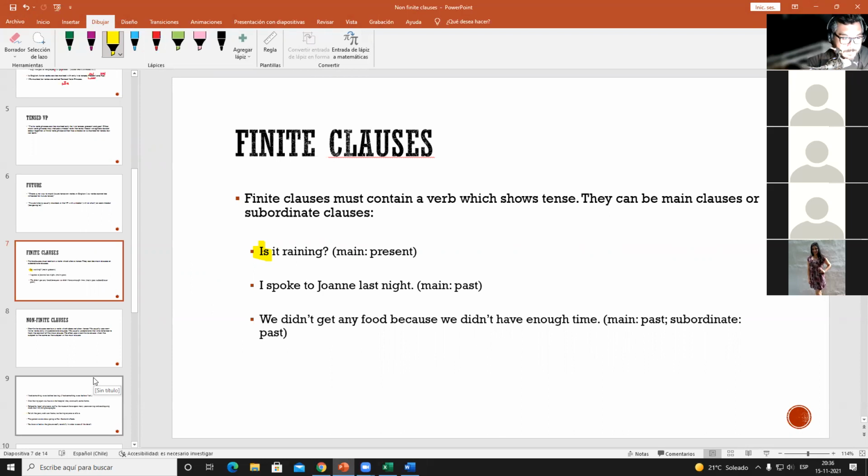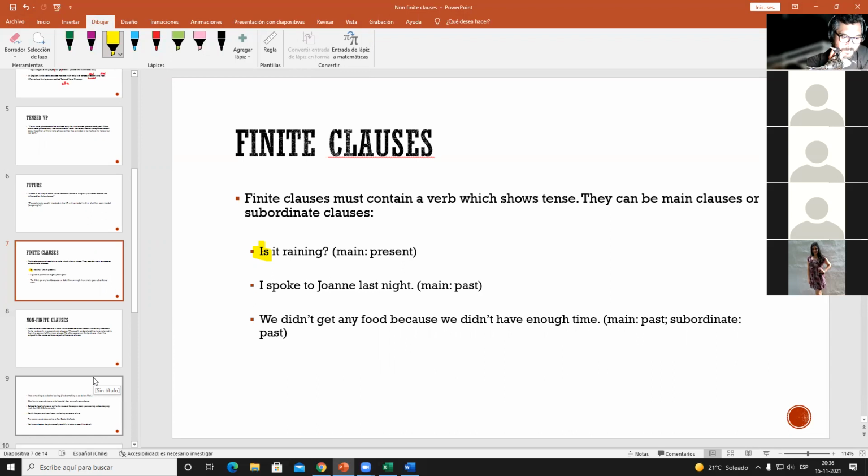La segunda, I spoke to Joanne last night. ¿Esa es finite o non-finite? ¿Tiene tense o no tiene tense? Sí tiene tense. ¿Cuál tense tiene? Present or past? Past. Past tense. ¿Cómo lo sé? Porque se llama past simple. Past tense simple. Ah, bueno, estamos.